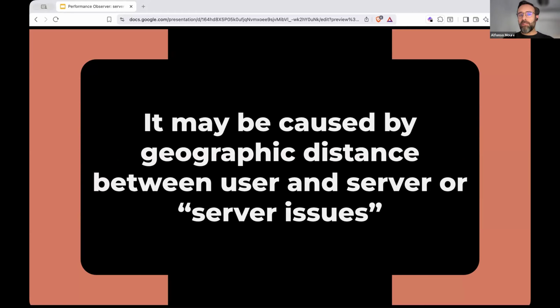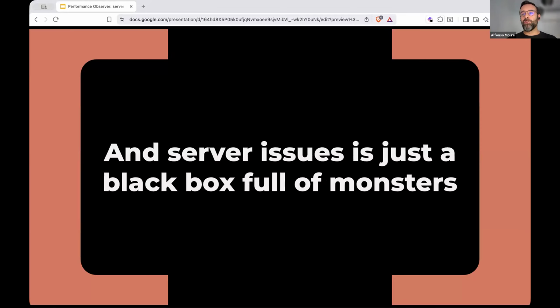There are two main suspects when the TTFB goes over the line. Either the user is too far from the server, geography, physics, the speed of light, stuff like that, or something inside the server is not working properly, it's slow. That's a big label everyone hides behind: server issues, as you may know. It sounds very convenient to use the server issues label. Convenient, and it also leads us to a black box full of monsters you've maybe never met. And today we are going to open those boxes and see what is inside of them.